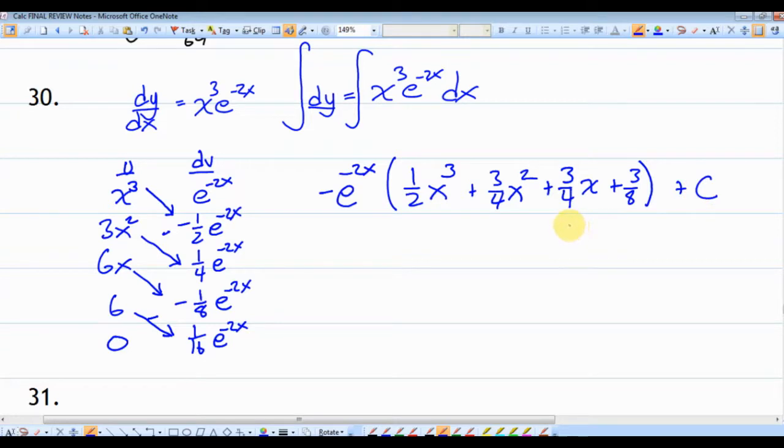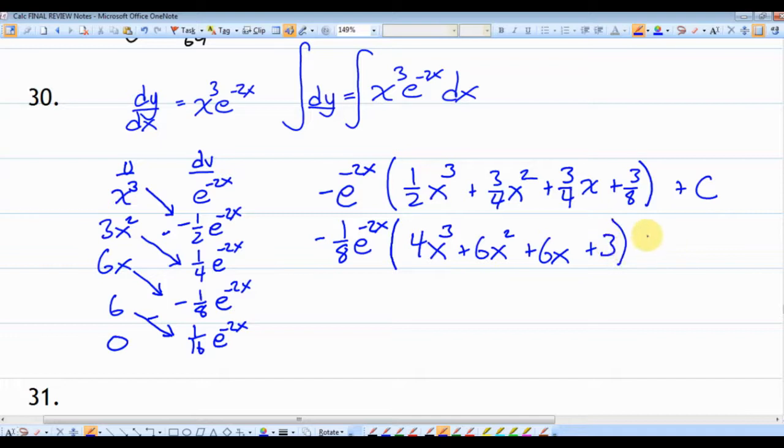Okay, what denominator should we take out? 1/8. 1/8, that's very good. Negative 1/8 e to the negative 2x. 8 divided by 2, 4x cubed. 8 divided by 4, 2 times 3. Bam.